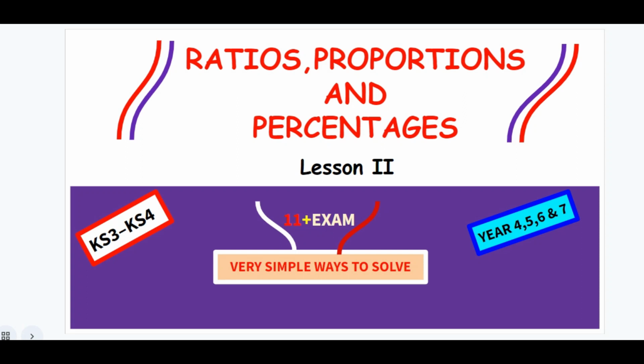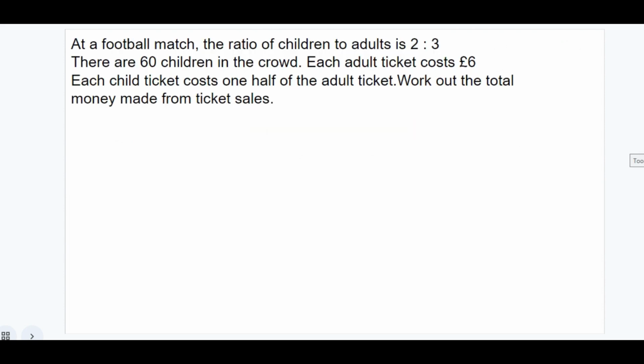Welcome to your class. Today we are continuing the same lesson, ratios, proportions and percentages. So let's start with our first question. At a football match, the ratio of children to adults is 2 to 3.